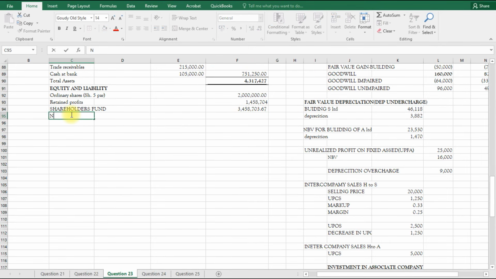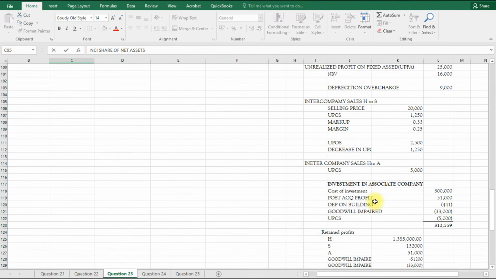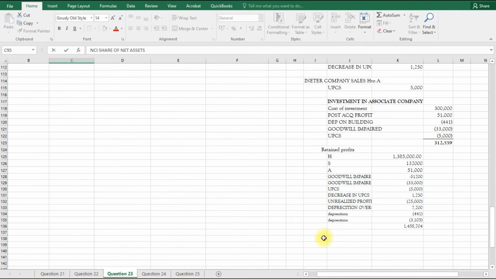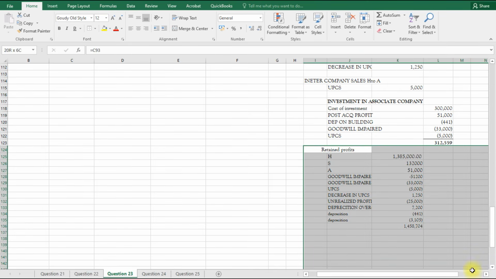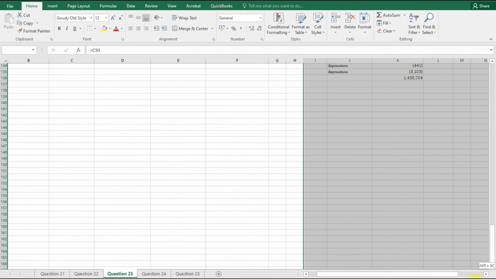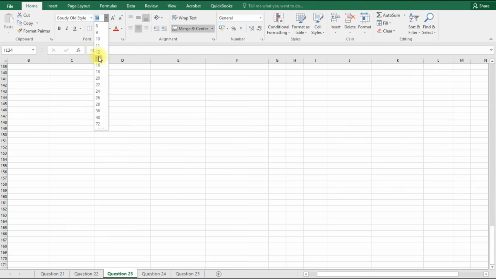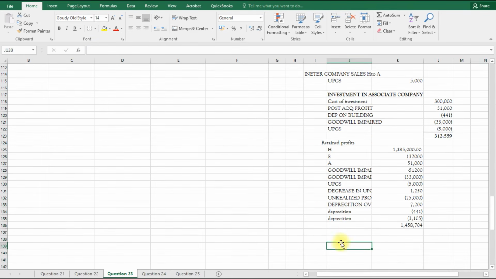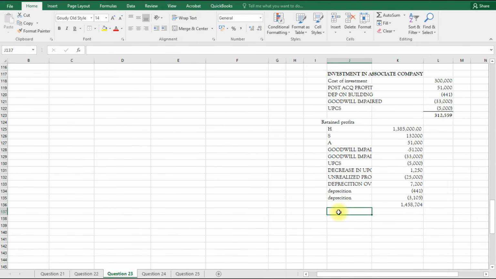Then in NCI share of net assets, I shall do that as the working here, and we will find that again at this point. Yeah, we change this to 14, and okay, so we will calculate it here.